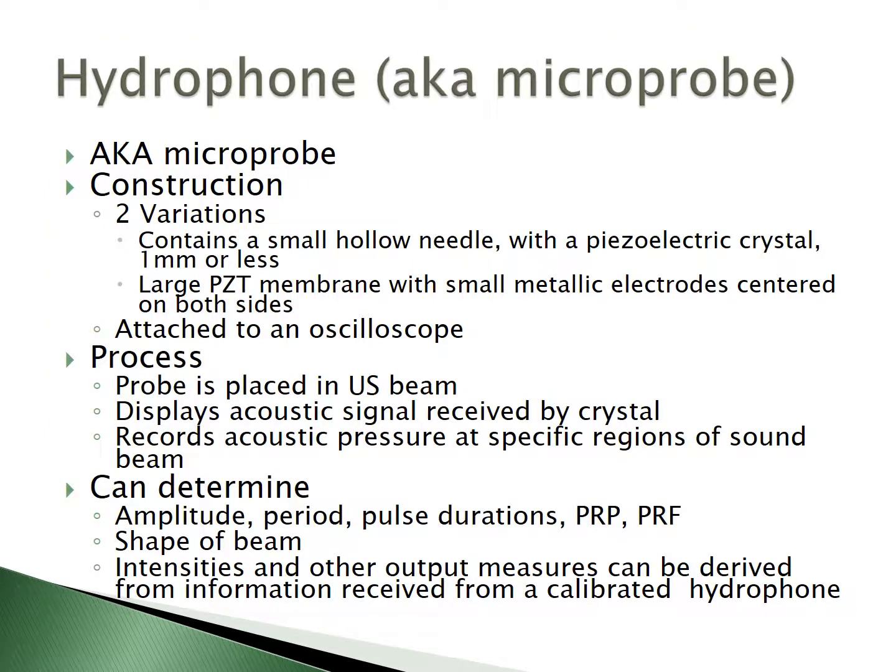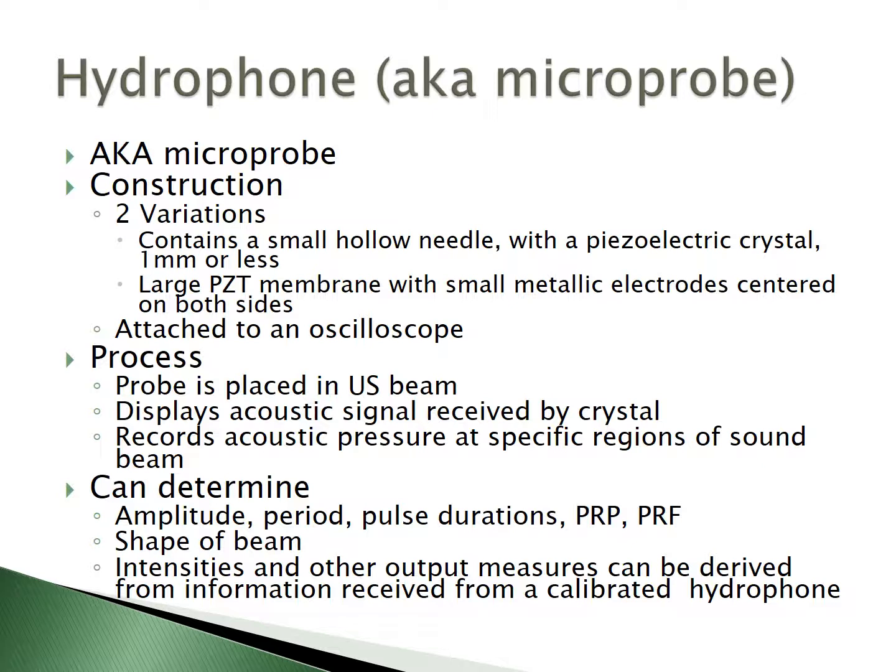A hydrophone, which is also known as a microprobe, is probably the most common way that we're going to test our ultrasound beam. There are 2 ways to make a hydrophone. The first one is a small hollow needle with a very small piezoelectric crystal right at the end, 1 millimeter or less. The other way is to have a large PZT membrane, which looks almost like plastic wrap, with small metallic electrodes centered on both sides within the membrane. Either variation is then attached to an oscilloscope.